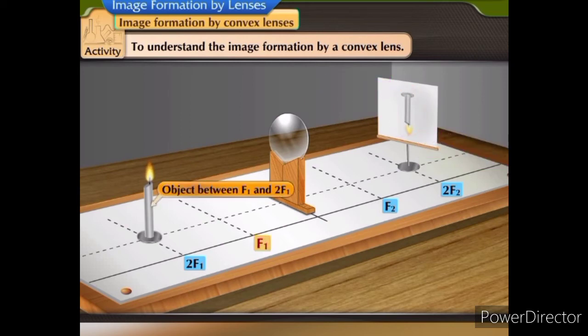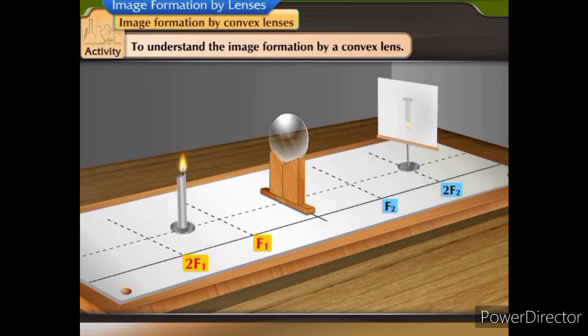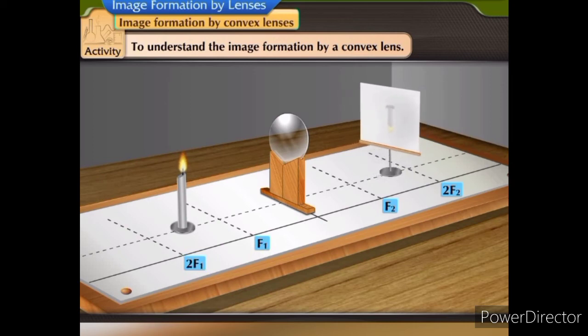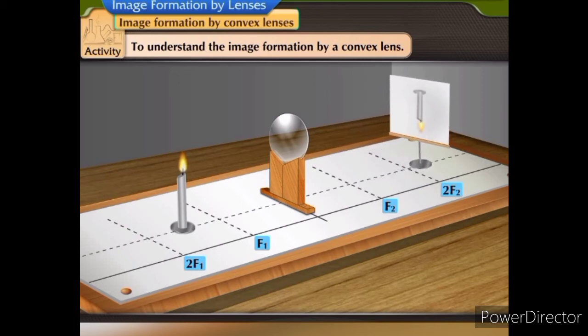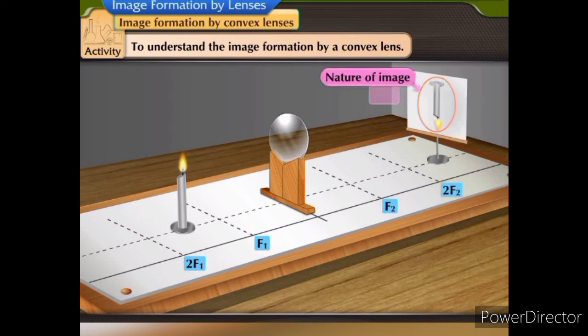Object between F1 and 2F1. Now place the candle between F1 and 2F1. Move the screen and obtain the well-defined image of the candle. The position of the screen is beyond 2F2. The image is enlarged, real and inverted.